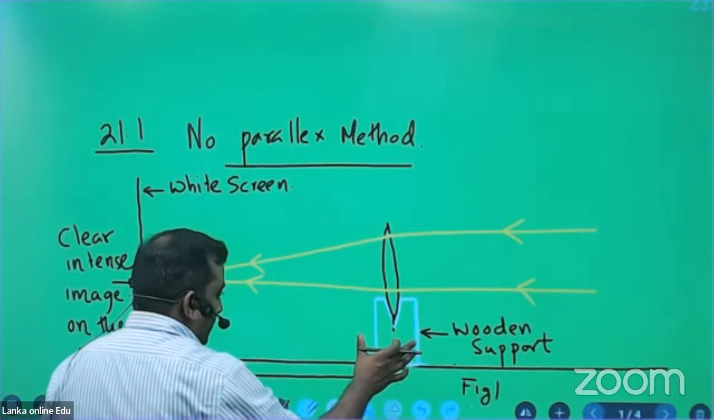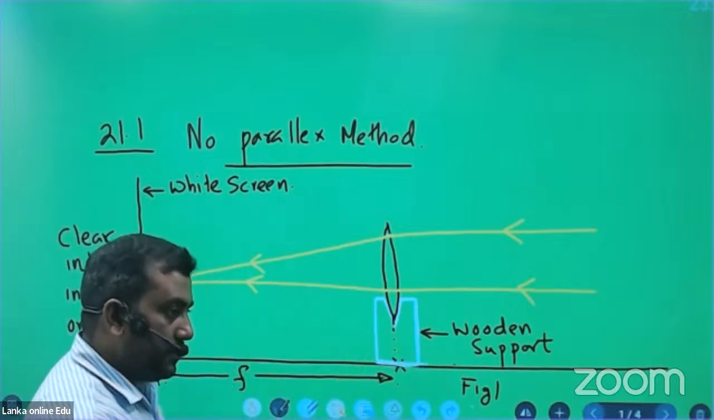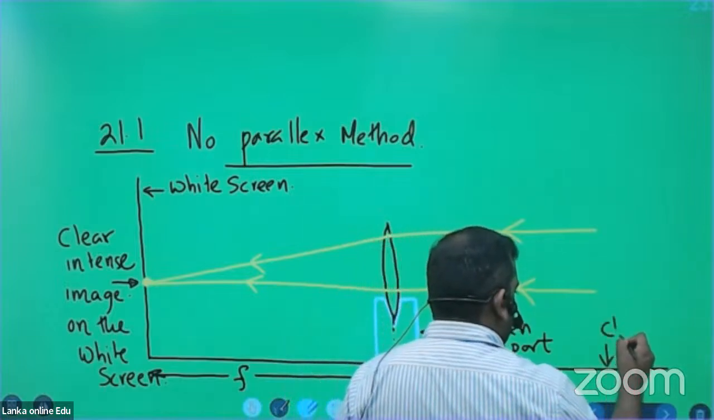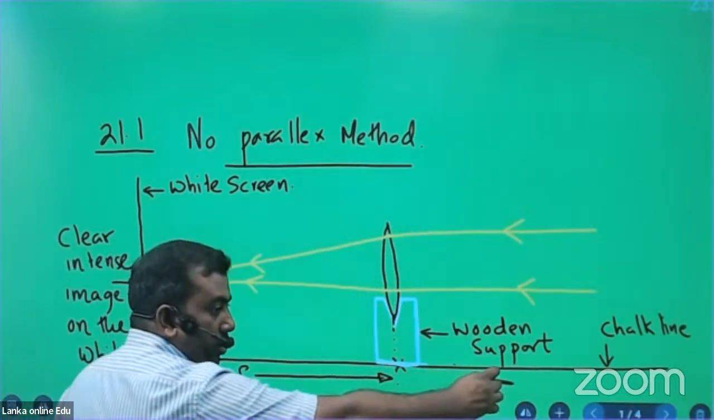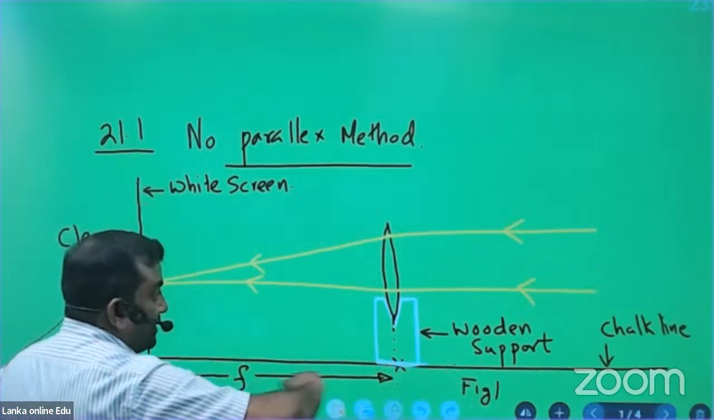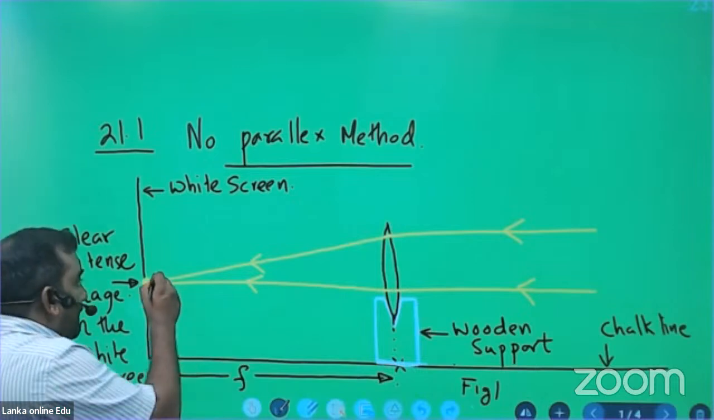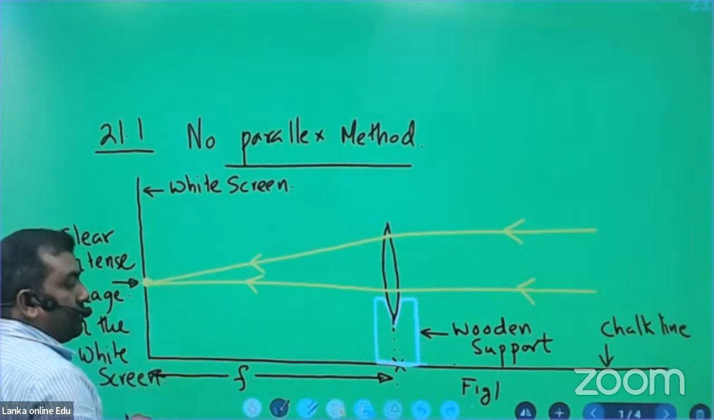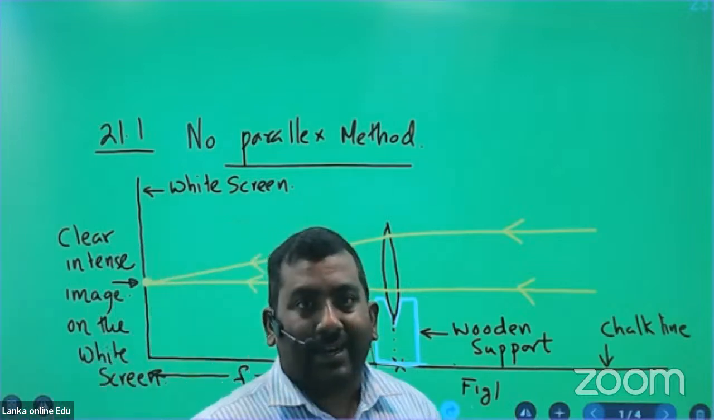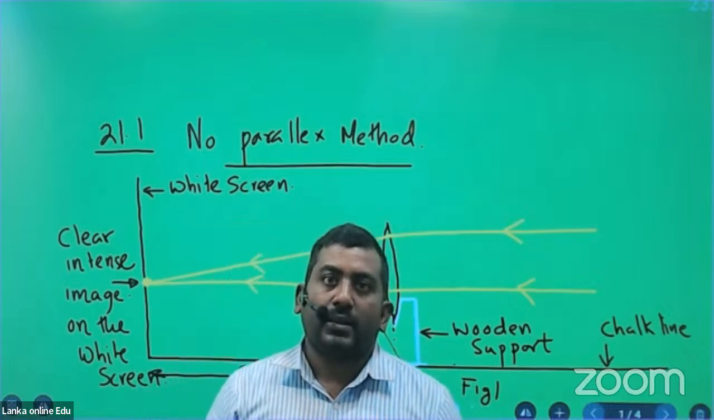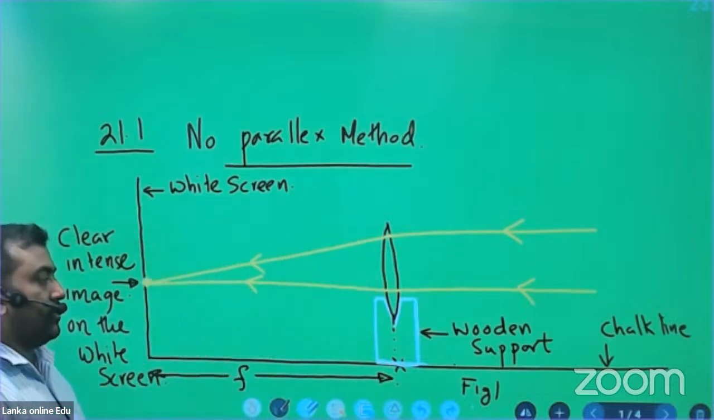We adjust the position of the wooden support along the chalk line drawn from the right screen, such that a clear intense image is formed on the screen.